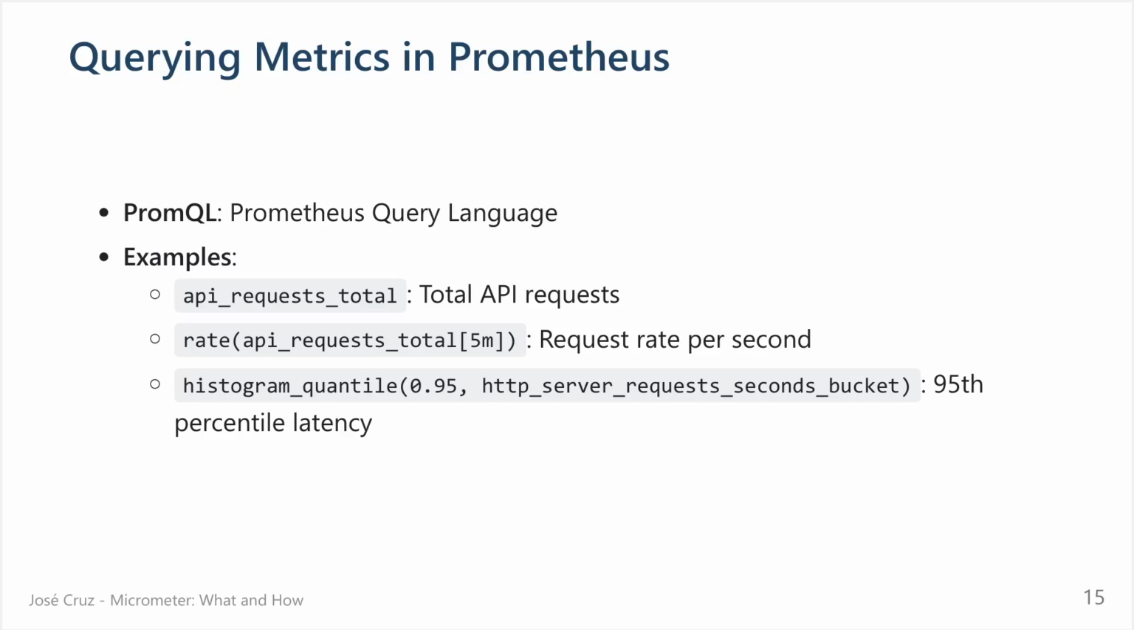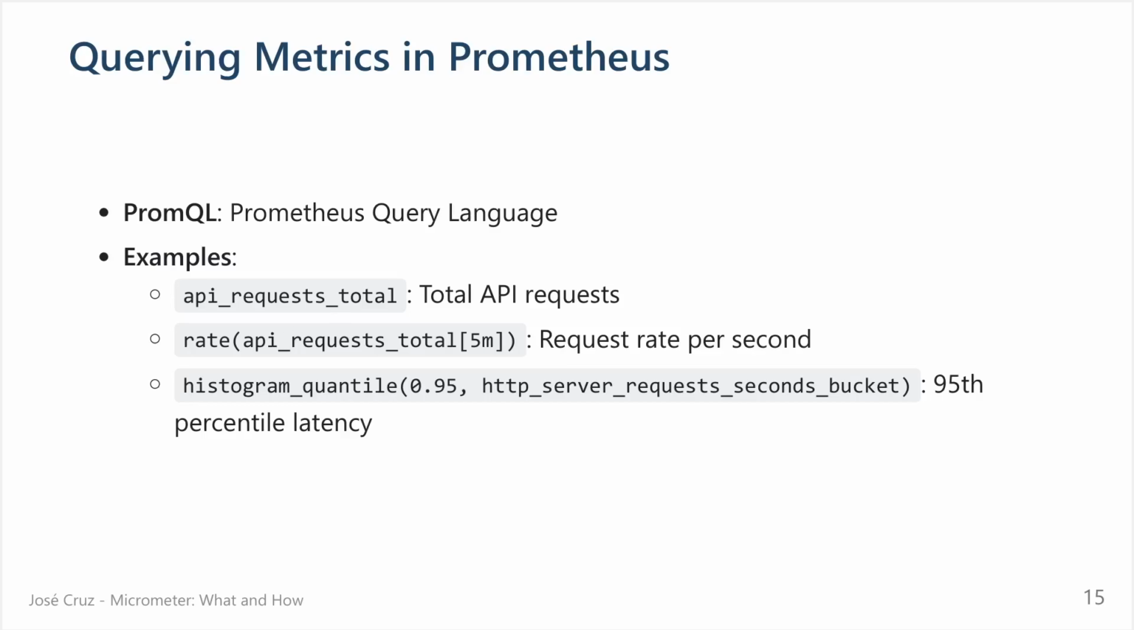So now, querying metrics in Prometheus, there is something called PromQL. I will not go deep on this, just facts here. I will create videos in the future when I talk about OpenTelemetry and observability, and I will go deeper on Prometheus. Today, I'll just say that the language is called PromQL, the Prometheus query language. And if you write something like this, a metric like API requests total, it's a query. It will show you the value of this.